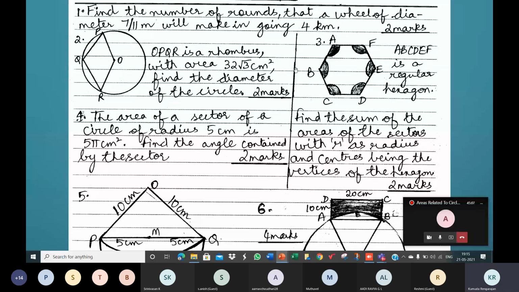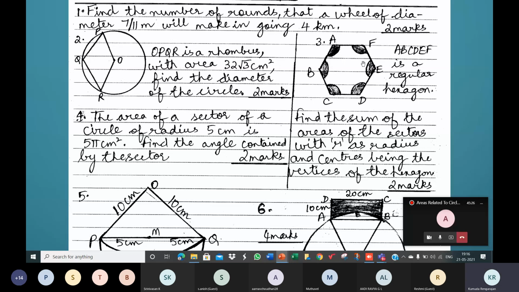So you should revise these 3 in a row. Then you understand the connection between these 3. These 3 are similar. The first one was with the triangle, the second with the quadrilateral, and now this is a regular hexagon.